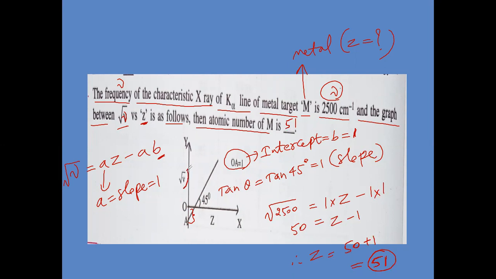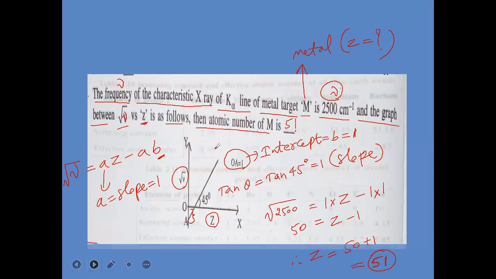So on y-axis, sir, what is taken? Square root of frequency is taken. On x-axis, what is taken? Z. X coordinate is Z, and Y coordinate is square root of frequency. So this is one important concept. Hope everyone understood that. Yes, sir. The next one.